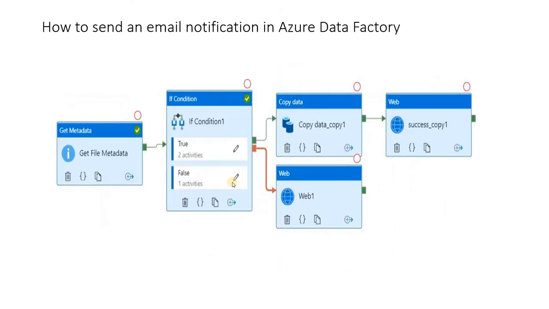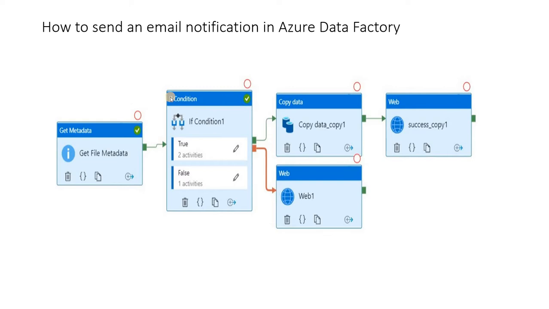So what are the activities we are going to perform? The first one is Get File Metadata, or Get Metadata. This activity gives the metadata details of the file. In this scenario we are going to check whether the file exists or not. So we are going to check exists.